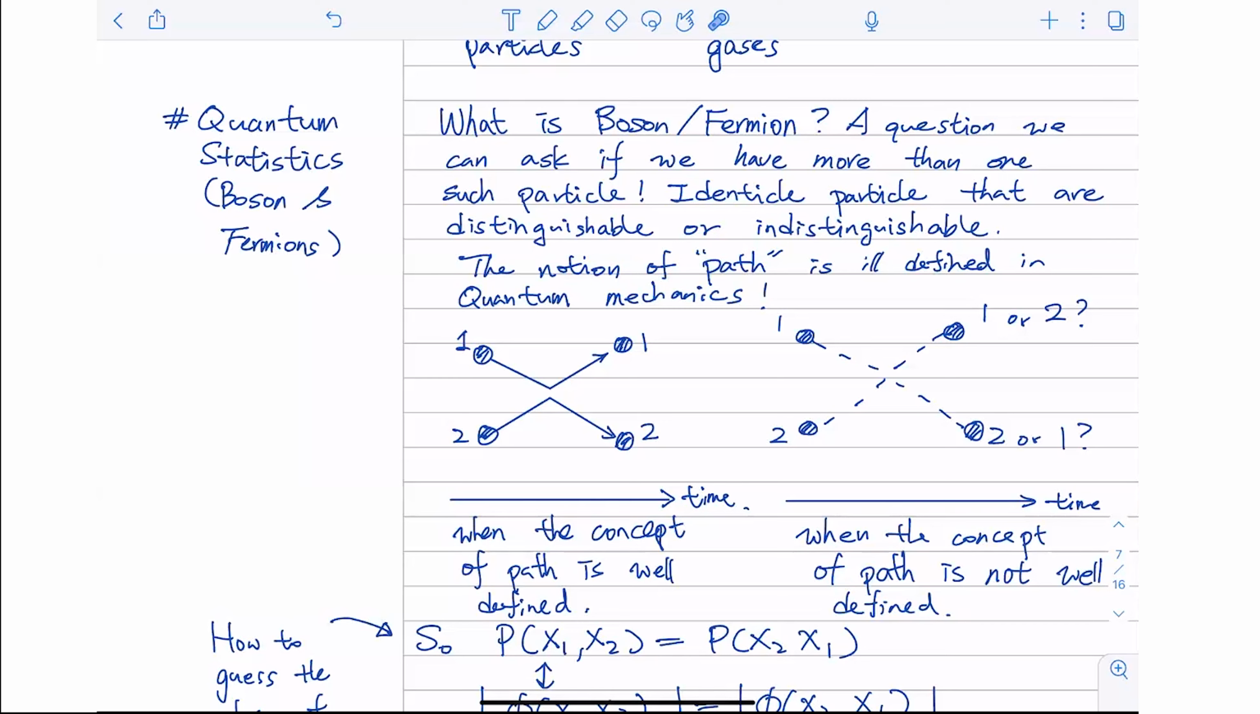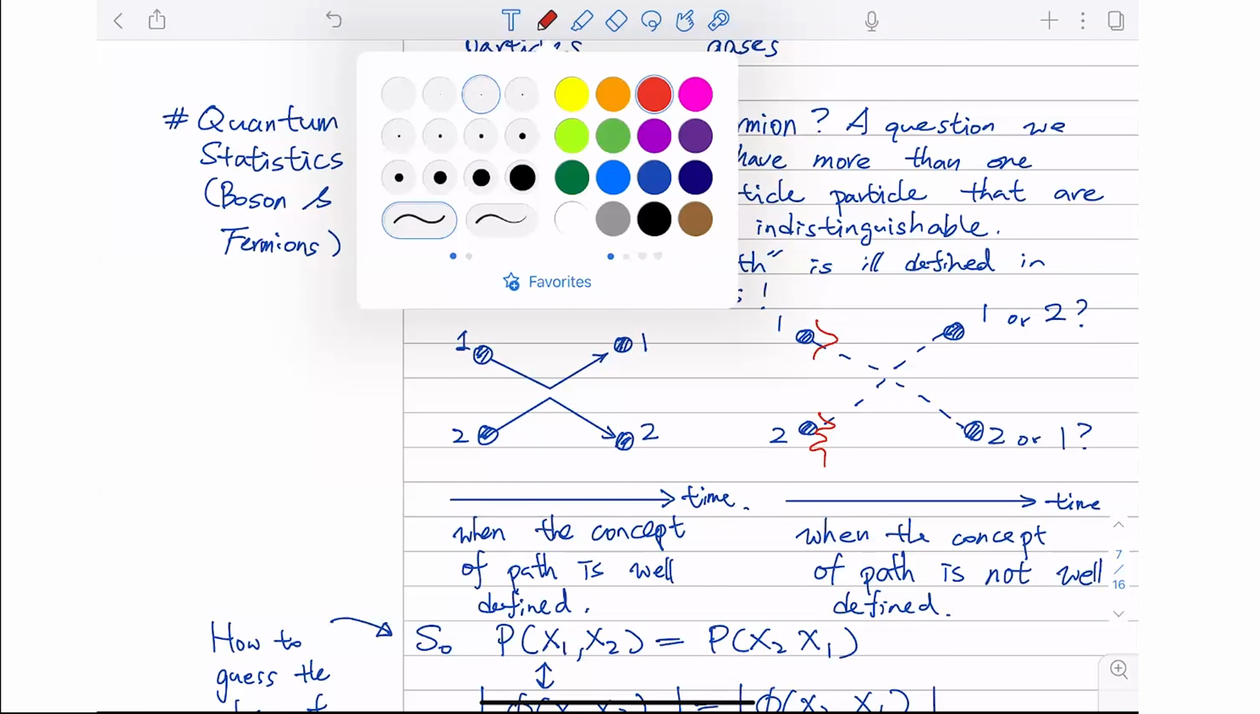So what goes wrong when we consider quantum mechanics? Suppose particle 1 and particle 2 collide. At the very beginning, they are far away from each other. If I draw the wave packets of particle 1 and particle 2, those two wave packets do not overlap with each other. So there's no problem: we have a more or less well-defined path.